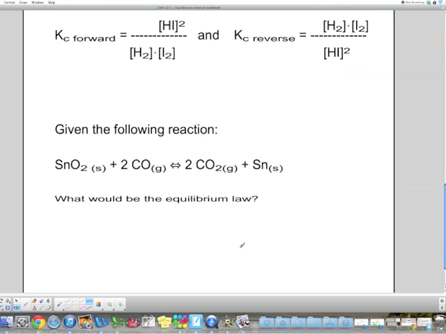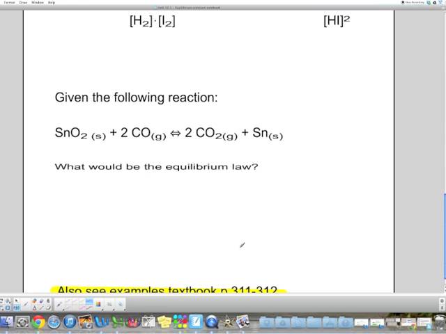Okay, so given the following reaction, what would be the equilibrium law? Again, we said it's always products over reactants. If I just put the general format, K is equal to concentration of the products over concentration of the reactants. So in this case, we would have concentration of CO2 to the power of 2. Now, tin is a solid. It cannot be expressed as a concentration, so I disregard it for the equilibrium law.